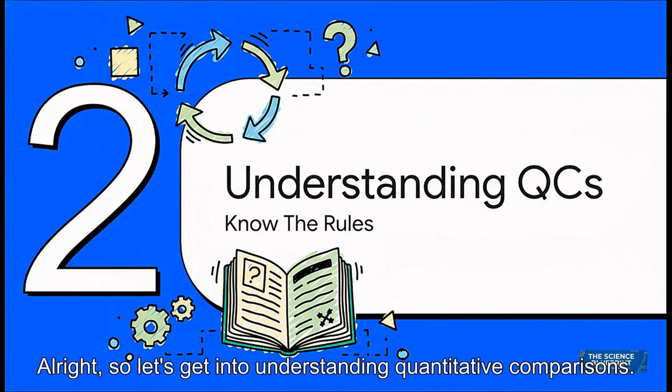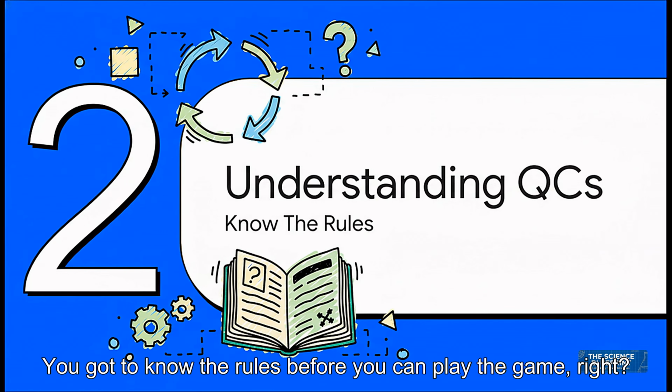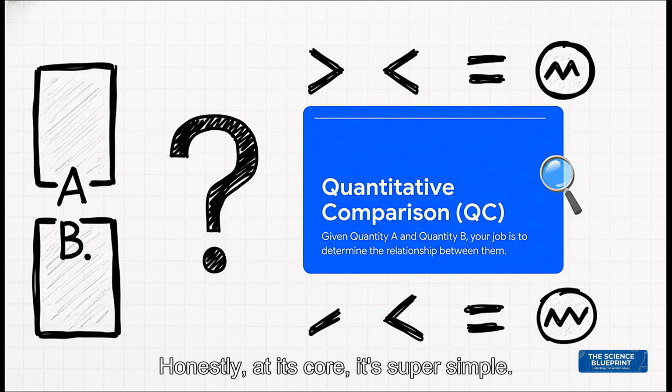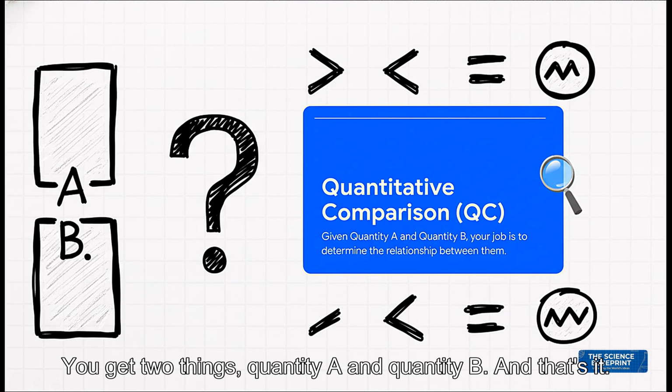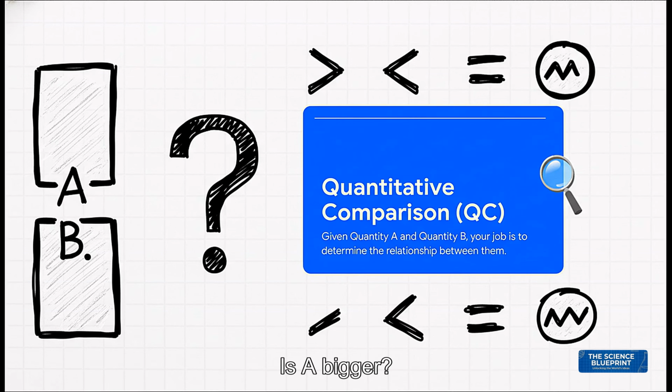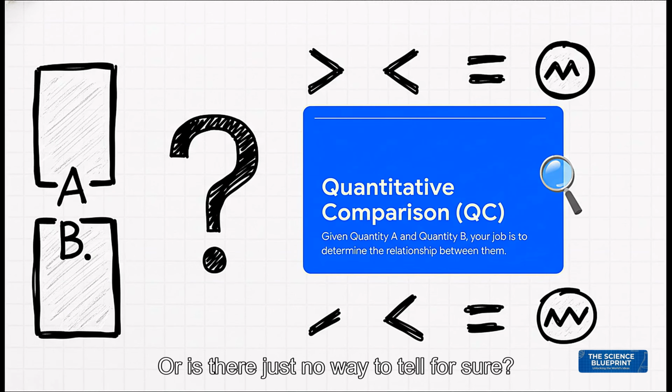All right, so let's get into understanding quantitative comparisons. You gotta know the rules before you can play the game, right? Let's break it down. So what is a quantitative comparison, or QC question? Honestly, at its core, it's super simple. You get two things, quantity A and quantity B, and that's it. Your only job is to figure out the relationship between them. Is A bigger? Is B bigger? Are they the exact same? Or is there just no way to tell for sure?